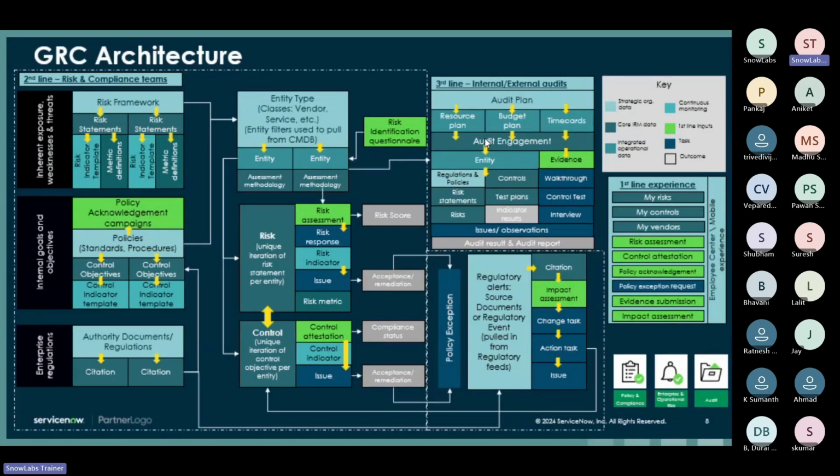To start with audit management, the input you are going to get is from the risk framework or the risk management, and the policy acknowledgement, your authority document, and your entity framework. So this is how it's going to get fed from different modules into your audit management. Just wanted to show you this architecture and how the different modules or pillars work together to achieve the common objective of the business.